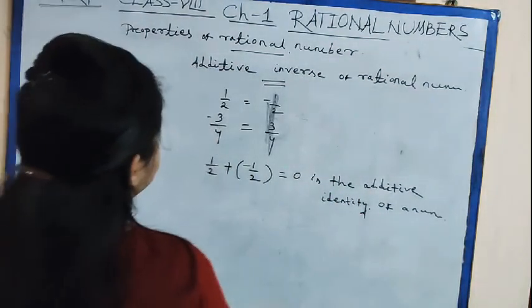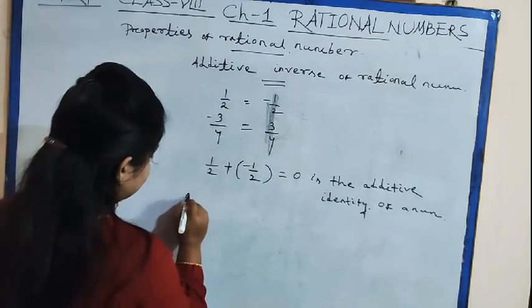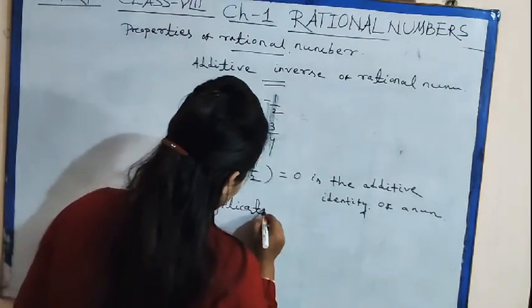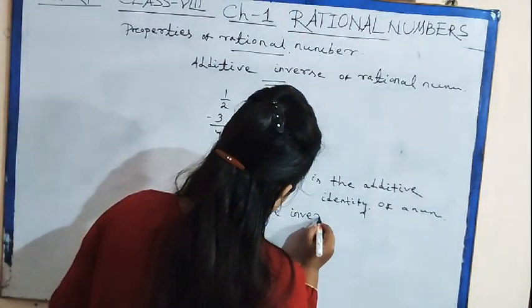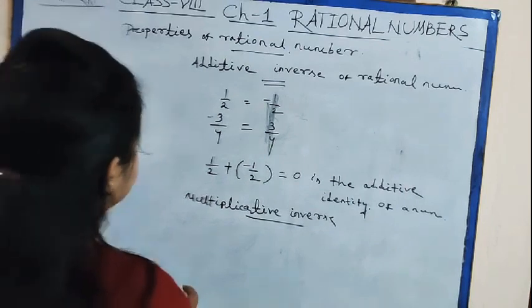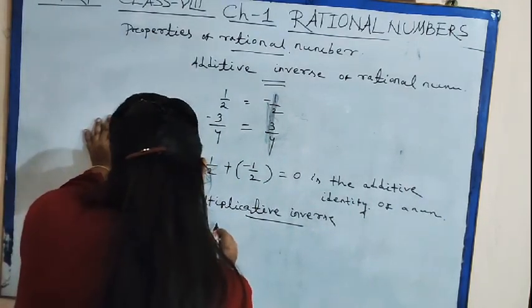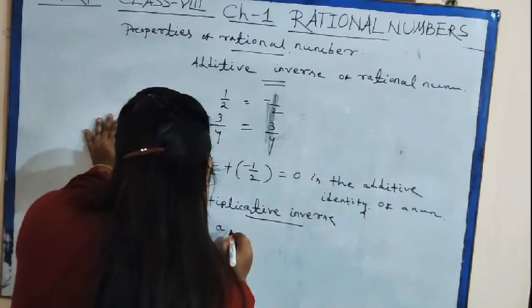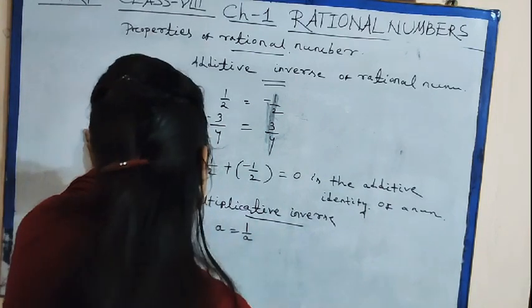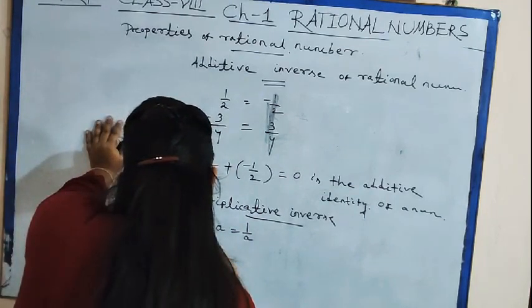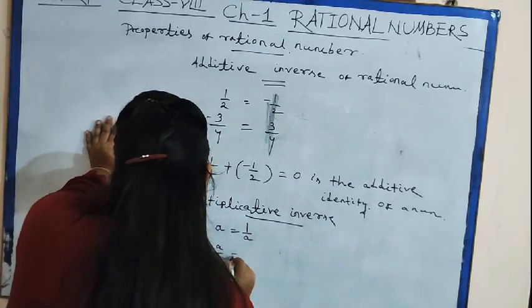The next is multiplicative inverse. Multiplicative inverse of a rational number. What is a multiplicative inverse? In general, if a number is a, its multiplicative inverse is 1/a, the reciprocal of the number. In case of a rational number, suppose a/b is a rational number, its multiplicative inverse is b/a, the reciprocal of the given number.